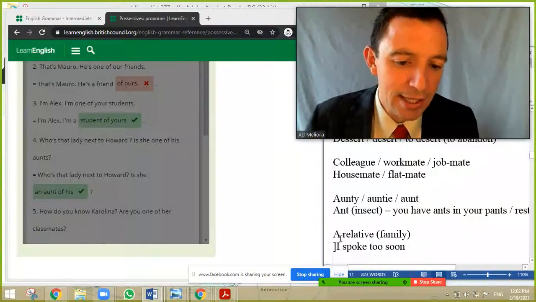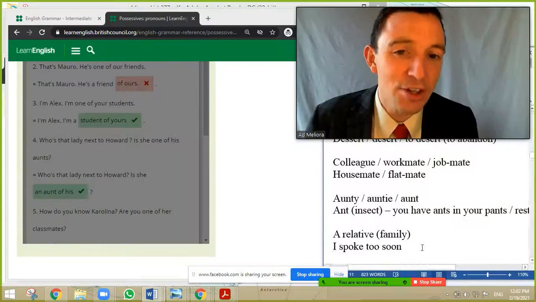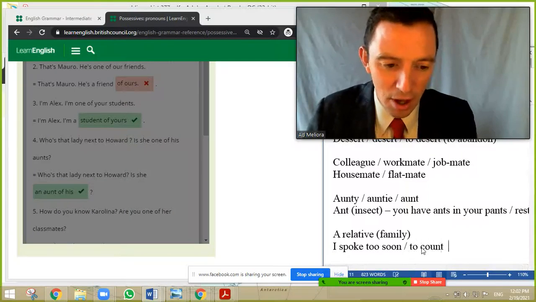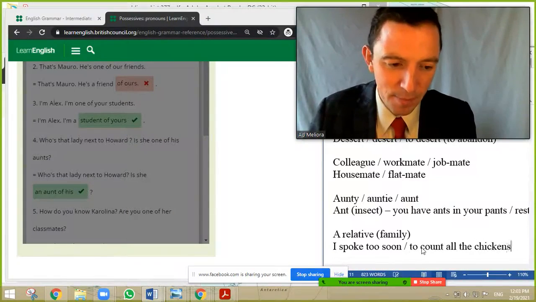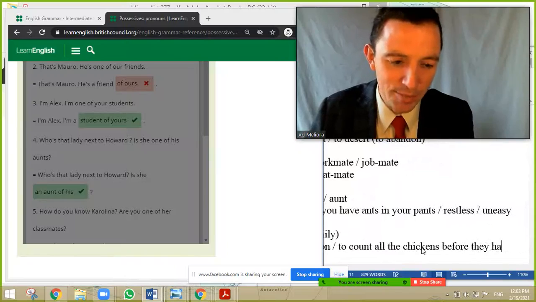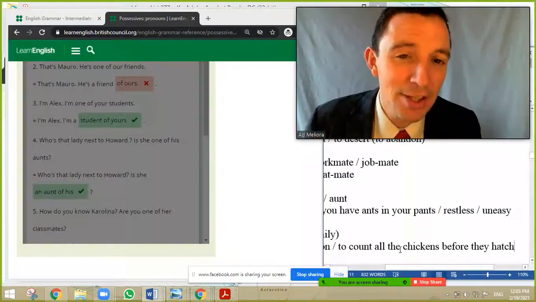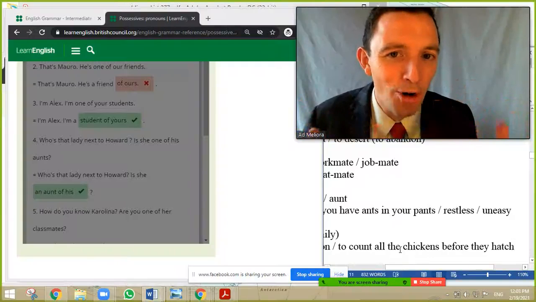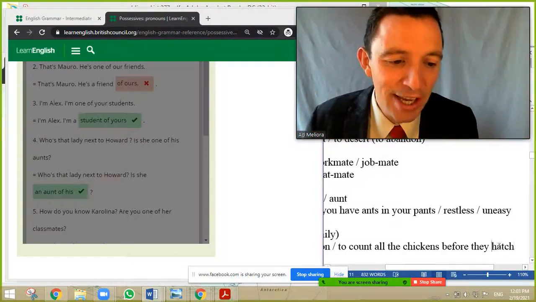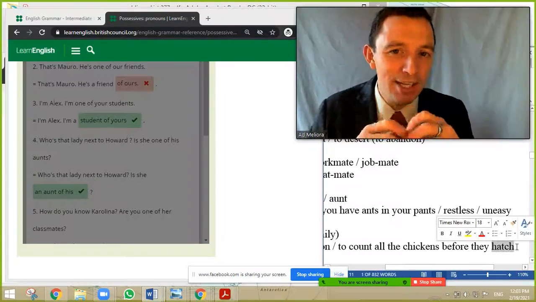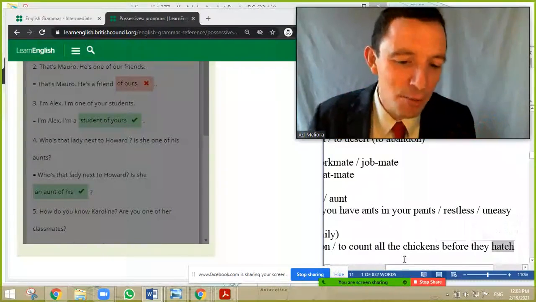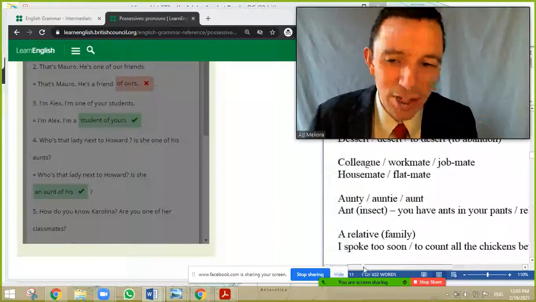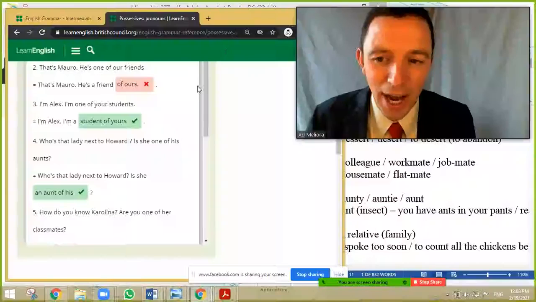Okay, and I suppose there is another expression as well, to count all the chickens before they hatch. So that means you think you have all the chickens before you actually see them born. Okay, so the verb to hatch is typical for the chicken to hatch, the egg hatches. So the expression is to count all your chickens before they hatch. And here we have one error.